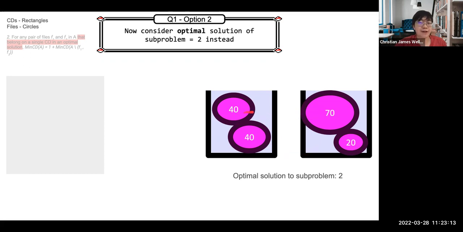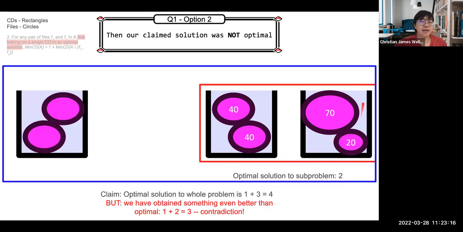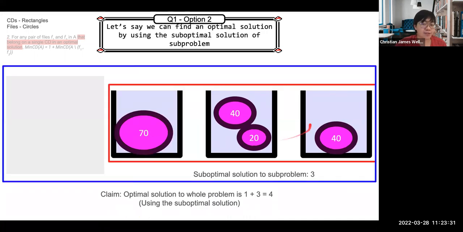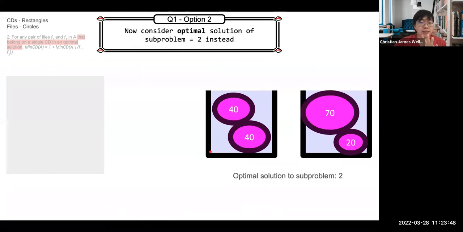But if I call it the optimal solution, then the initial thing that I claimed was optimal was actually not optimal at all. We contradicted ourselves, because earlier on I claimed that with 3 CDs in the suboptimal solution, I can get the optimal solution to the original problem, and that is 4 CDs. That's 4 CDs because 1, and then 3 from here. So our claim was that 4 was the optimal answer. That was our initial claim.